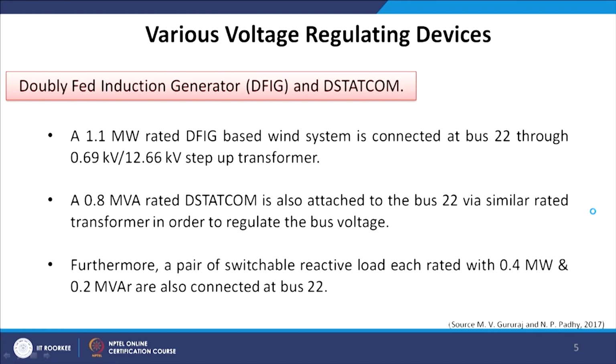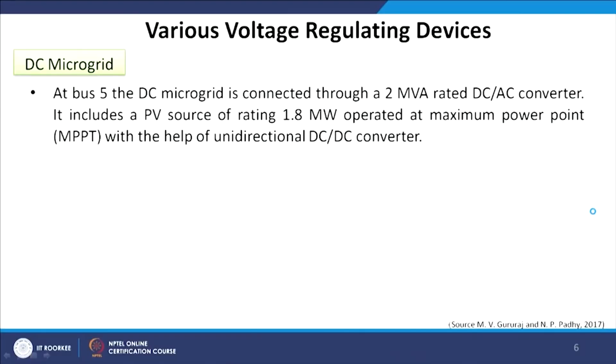Furthermore, a pair of switchable reactive loads, each rated 0.4 megawatt and 0.2 MVAR, is also connected at bus number 22. So, these are the three things which have been additionally connected to my IEEE 33 bus system at bus number 22. Now, we have also included a DC microgrid at bus number 5, where the DC microgrid is connected through a 2 MVA rated DC-AC converter.